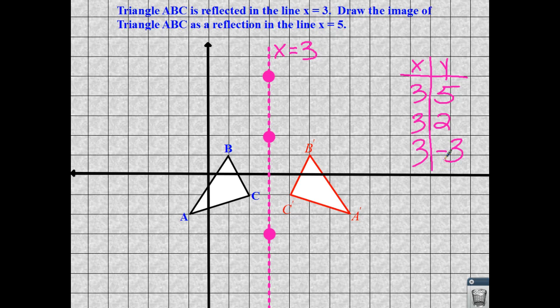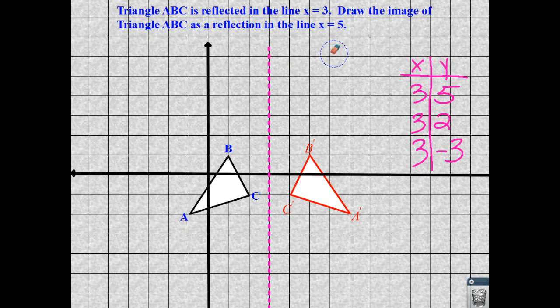And what do you notice about all of my x values? Yes, all of my x values are equal to 3. So that's why they call it the line x equals 3. Now, if I'm going to reflect over that, we're going to have the same idea that we used in the previous screens.